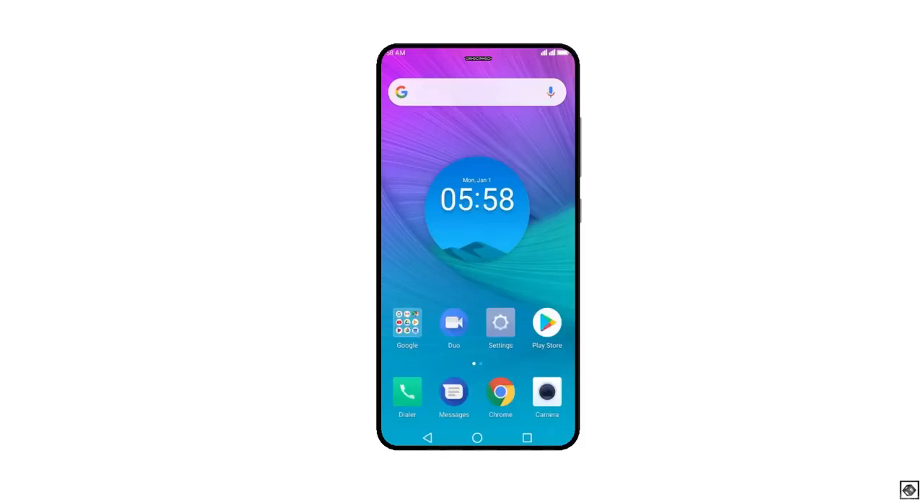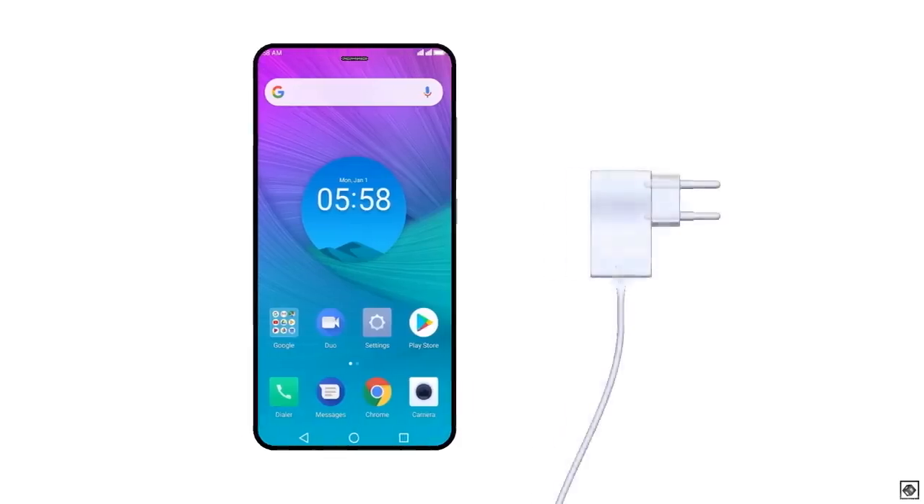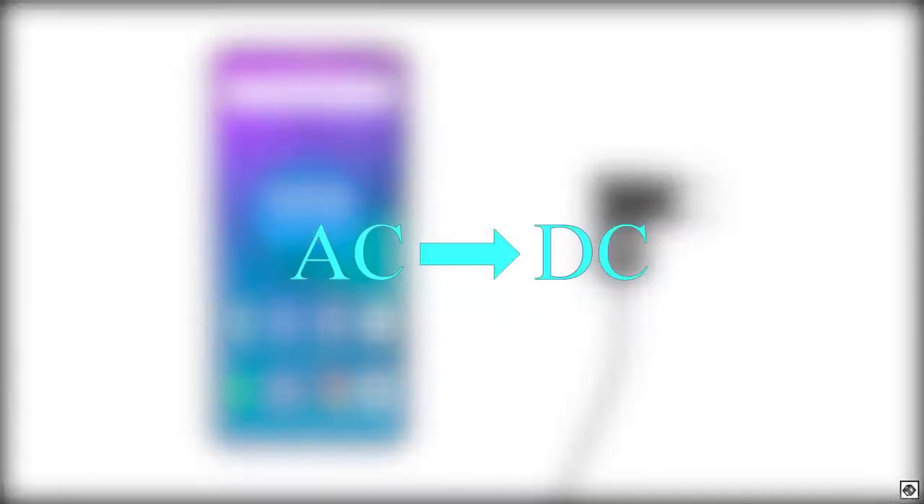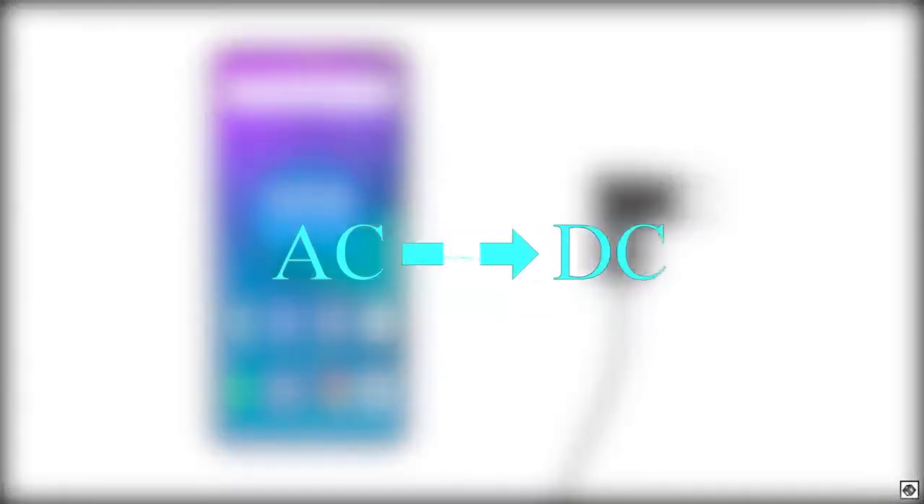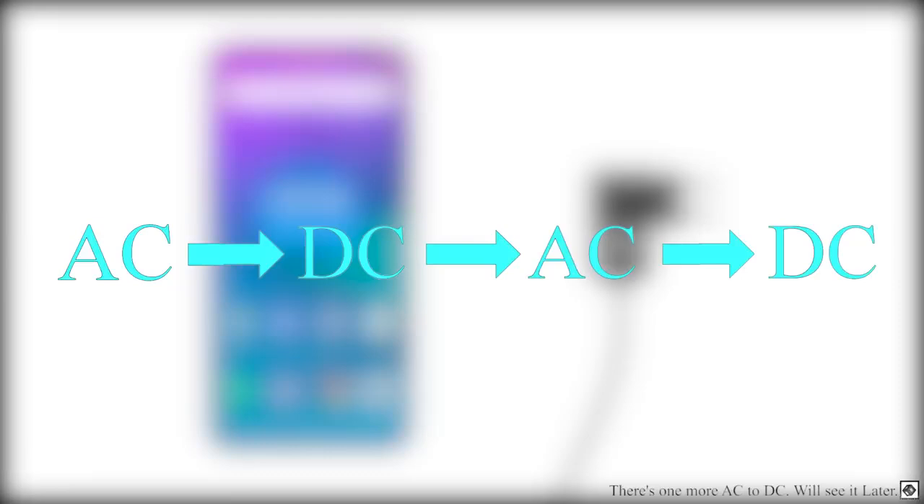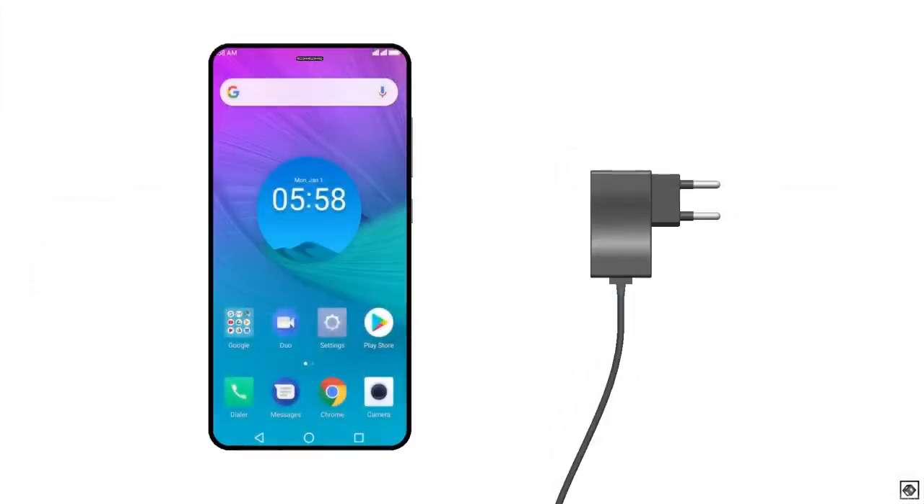We use our smartphone every day. But have you ever wondered how your smartphone charger works? You would know that a charger converts AC to DC, but it's not that straightforward. First, it converts AC to DC, then again back to AC, and then finally to DC. Today we are going to see how the charger does this, and why there are intermediate steps.